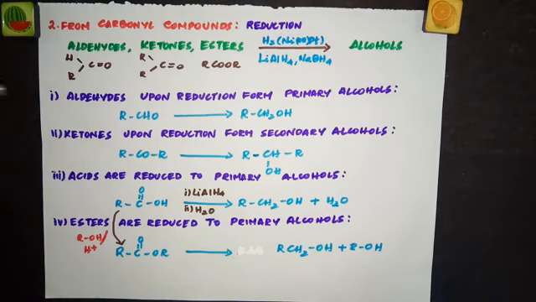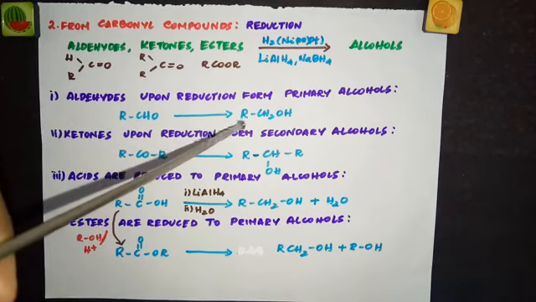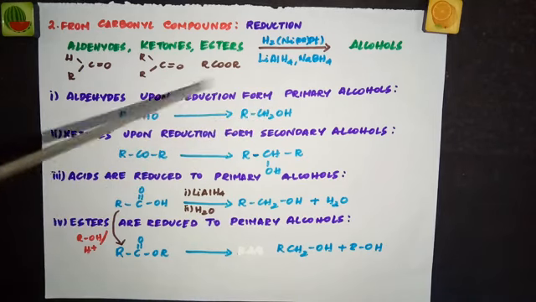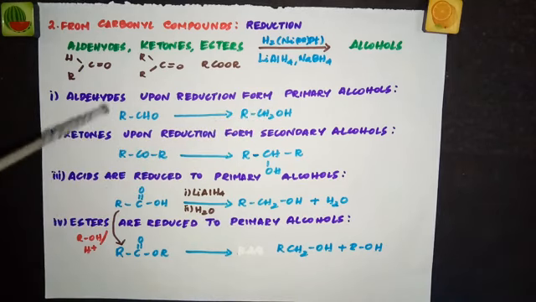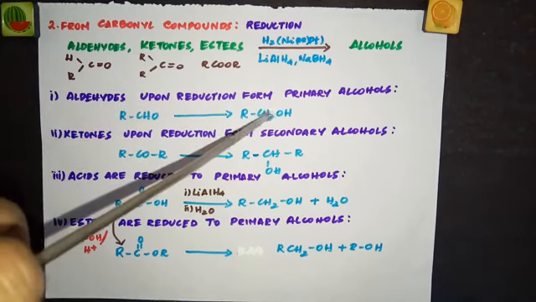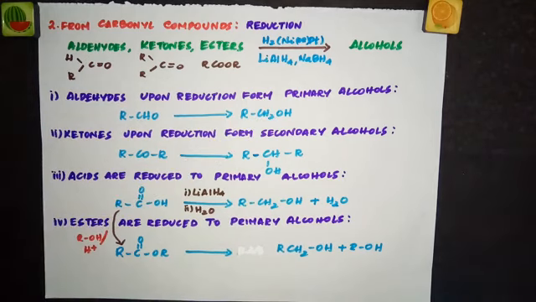So first one is aldehydes. Aldehydes can be written as RCHO. Whenever you reduce aldehydes, you will end up with primary alcohol. CH2OH is the primary alcohol part. So whenever they give it to you in exams, whatever alkyl part is there, as such you can write. Instead of this CHO, you have to write CH2OH. It's very easy to predict the product.